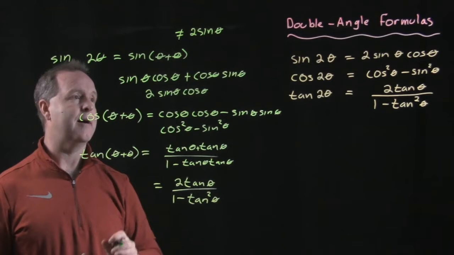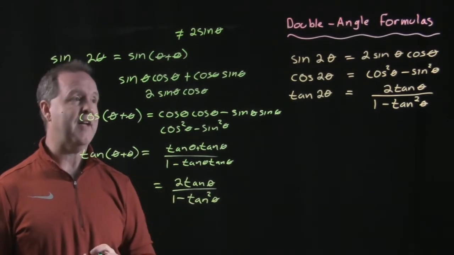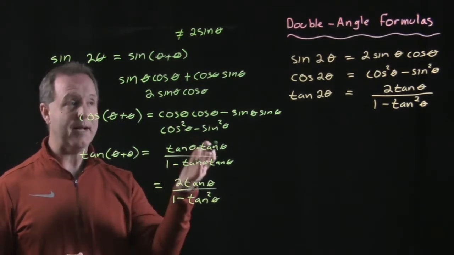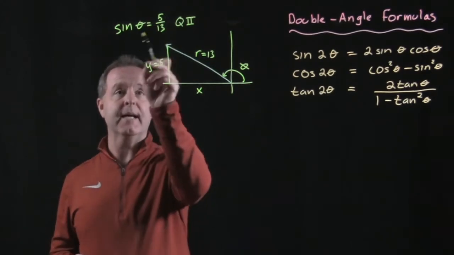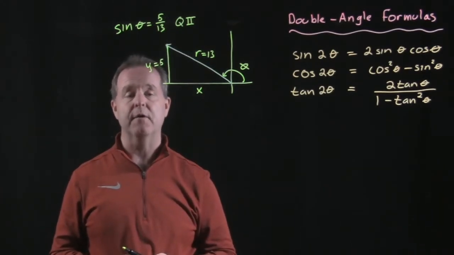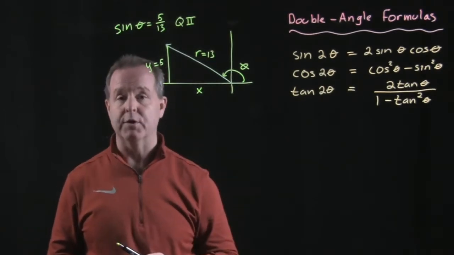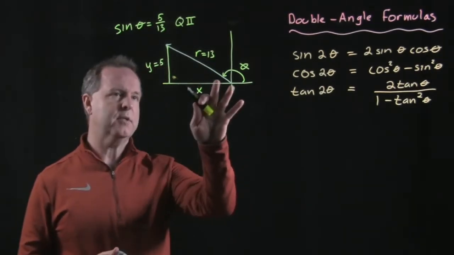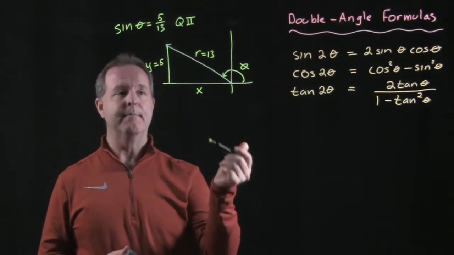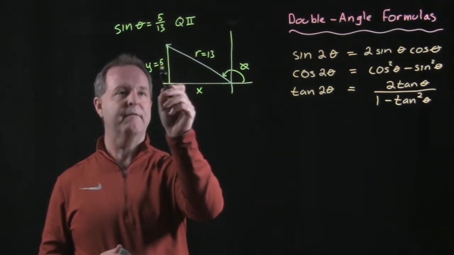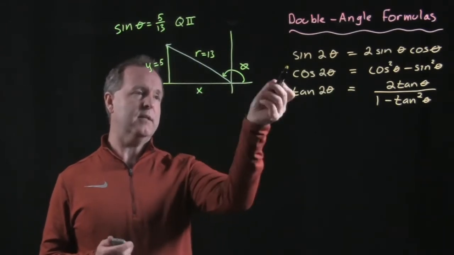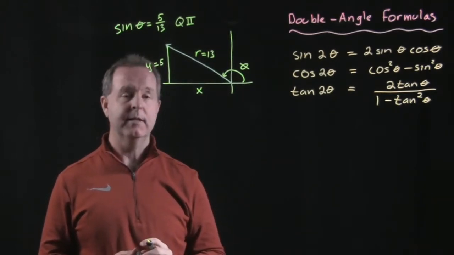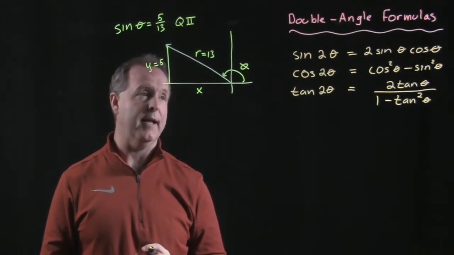Now let's look at some situations and try to find some exact values of some angles that we can find best by using these double angle identities. All right, let's see what we can do with this situation. We're given some initial information that the sine of theta equals 5 over 13, and the angle is in quadrant 2. So we developed a picture that represents that. My sine, so my y, equals my 5, and my radius equals my 13. And I want to find, from this one, let's practice finding the sine of 2 theta, cosine of 2 theta, and the tangent of 2 theta.